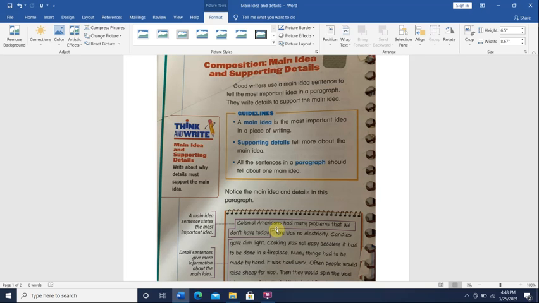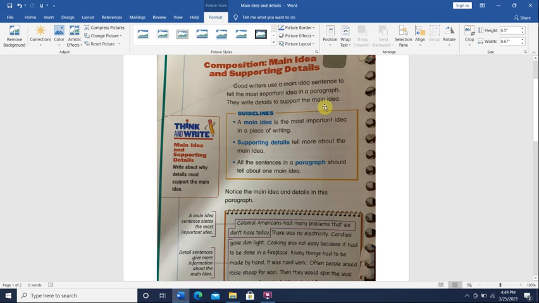The main idea is what the story or the paragraph is about. And the supporting details are sentences from the story or from the paragraph that tell you about the main idea. Okay, let's start reading the page on top. It says here, good writers use a main idea sentence to tell the most important idea in a paragraph. So they write details to support the main idea.